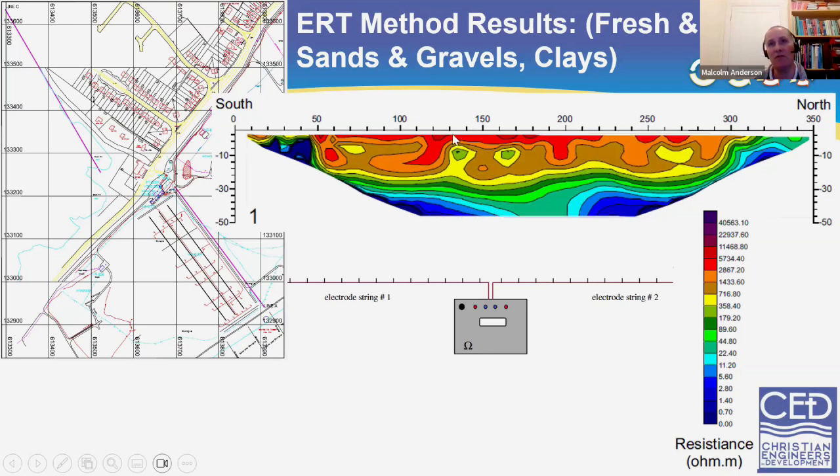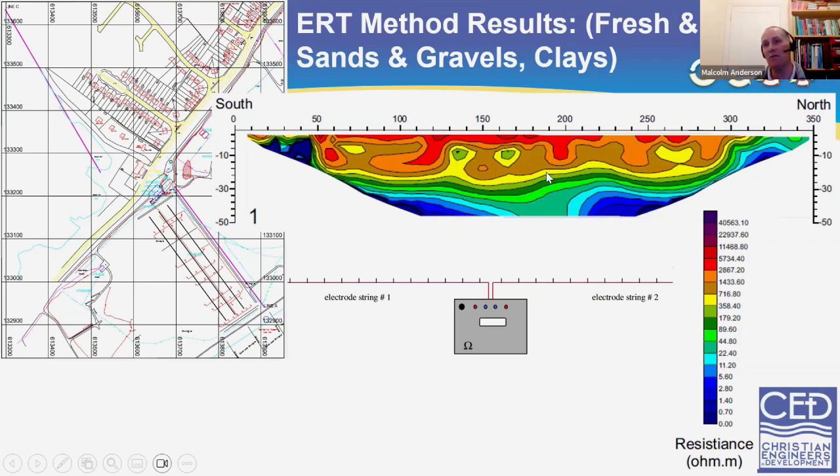And then you've got fresh water in the sands and gravels in this section up here. Now we know it's sands and gravels because the groundwater level at the sea level here is 0. So in this area, the groundwater level is also about 0. So the fact this brown and red area extends down to 20 meters tells us that there's 20 meters of fresh water in here. And then you get a transition into salt water.